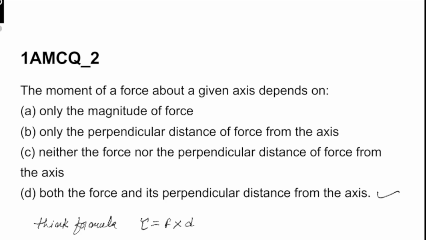Now, for the second question: the moment of force about a given axis, the torque, depends on what? That is what we need to think. Only on the magnitude of force, only on the perpendicular distance of the force from the axis, neither the force nor the perpendicular distance, or both the force and its perpendicular distance from the axis. So the last option will be correct.